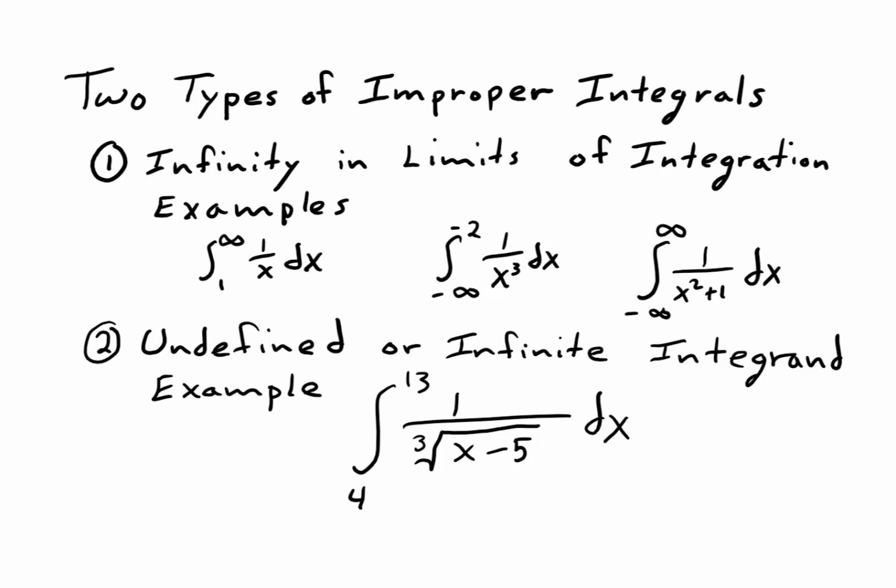As x goes from 4 to 13, it passes through 5. As x approaches 5, the cube root of x minus 5 approaches 0. So 1 divided by that root approaches infinity. When x is exactly 5, the integrand is 1 over 0, which is undefined. This type of improper integral is less obvious. If you are not paying close attention, you might not even realize that this integral is improper.